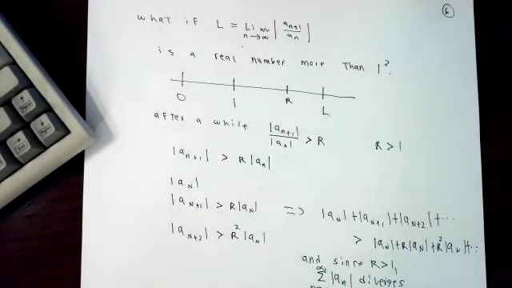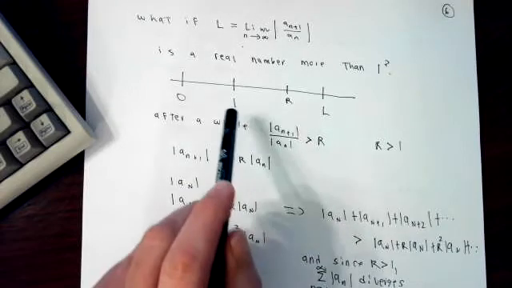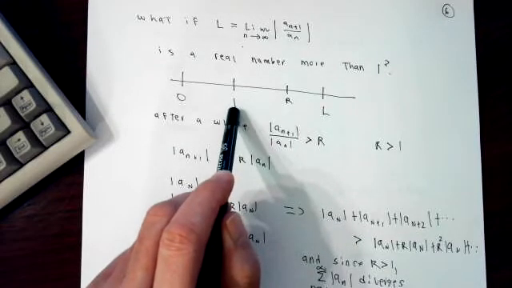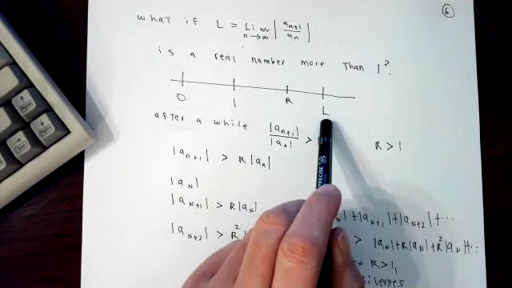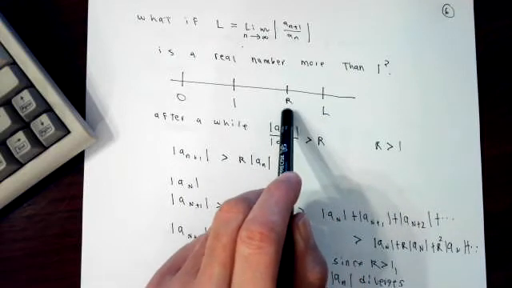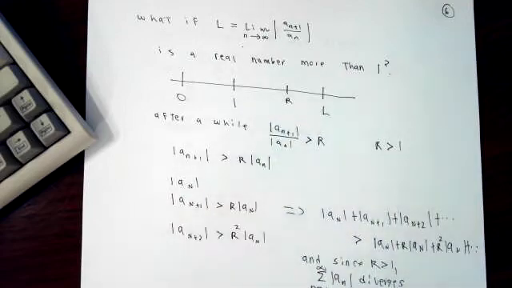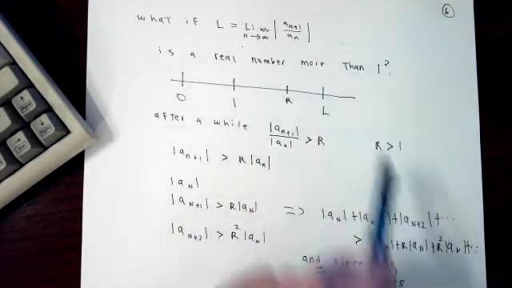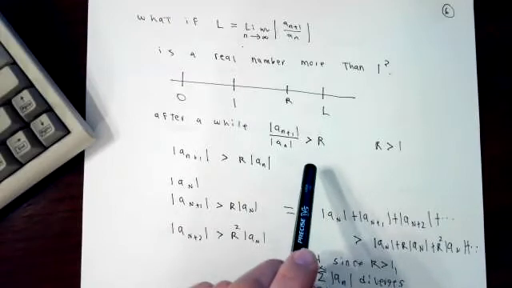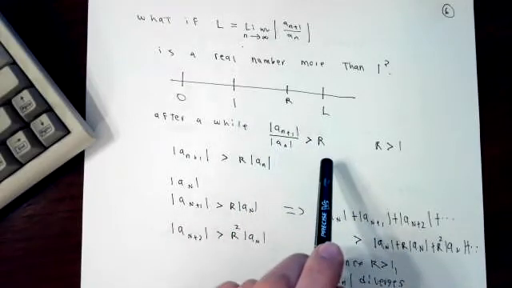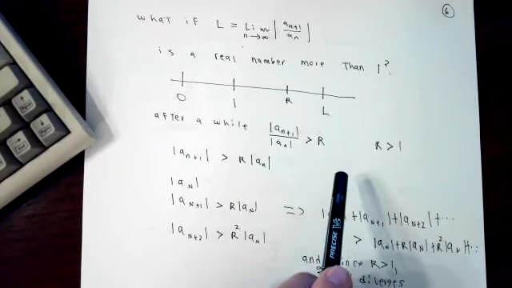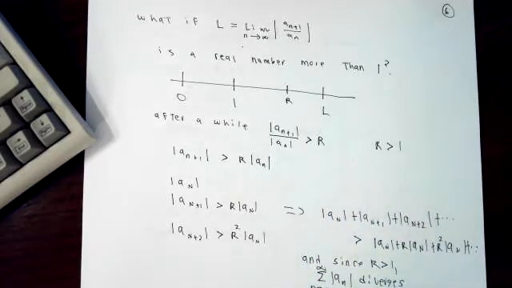What if this limit is a real number, but it's bigger than 1? Then the picture that we had before changes a little bit. I'll have 1, and then this limit L is bigger than 1. There's some number R between 1 and L. After a while, all of these absolute a_{n+1} over a_n have to be close to L, which means after a while, these fractions are bigger than R, which is bigger than 1 in this case.